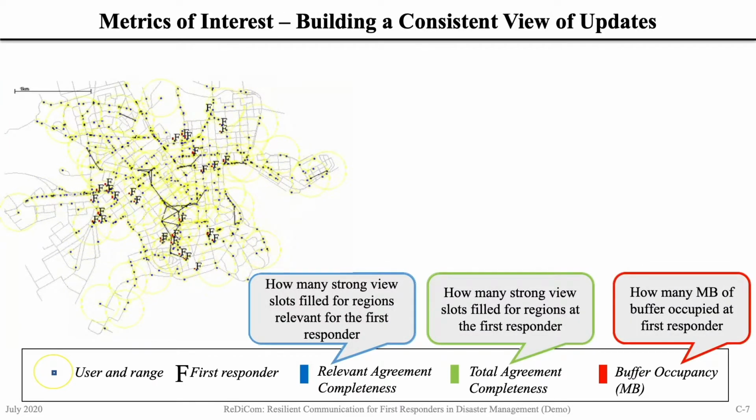To show consensus completion, we visualize three main quantities for the first responder nodes. The blue bars will show relevant agreement completeness, which is how many slots in the strongly consistent map view get filled with agreed updates for regions relevant for the first responder. The green bars will show total agreement completeness, which is how many slots in the strong view get filled with agreed updates at the first responder regardless of relevancy. The red bars will show the buffer occupancy at first responder devices in their phone storage in our application.